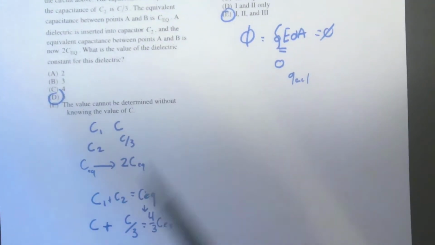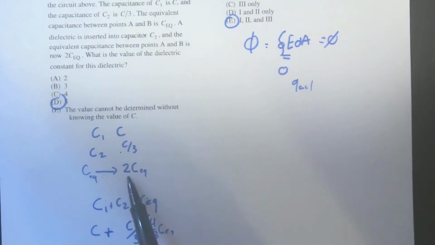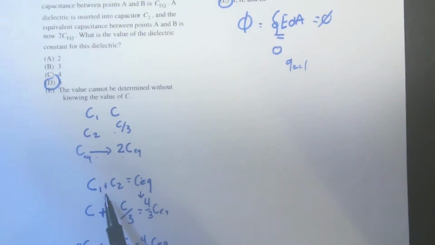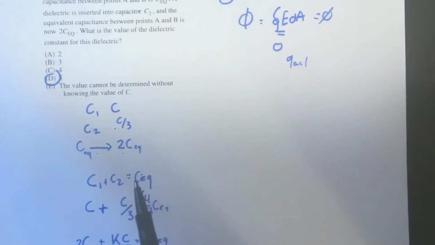So here's how I kind of approach this. C1 is C, C2 is C over 3. When you put them together, you get CEQ. So here's my equation. C1 and C2 is CEQ because they're in parallel. And then they tell you when you insert a dielectric, it's now 2 CEQ.